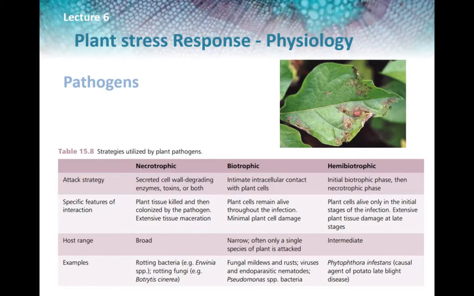Pathogens enter the plant cell in different ways. Some enter through the stomata or lenticels, others through previous wounds, and some even directly penetrate the epidermis either mechanically or by enzymatic attack. The table shown here shows the different types of pathogens based on their attack strategies, host range, and specific features of interaction.